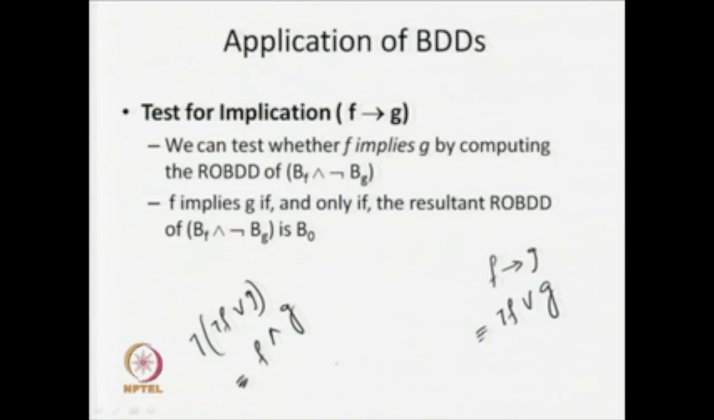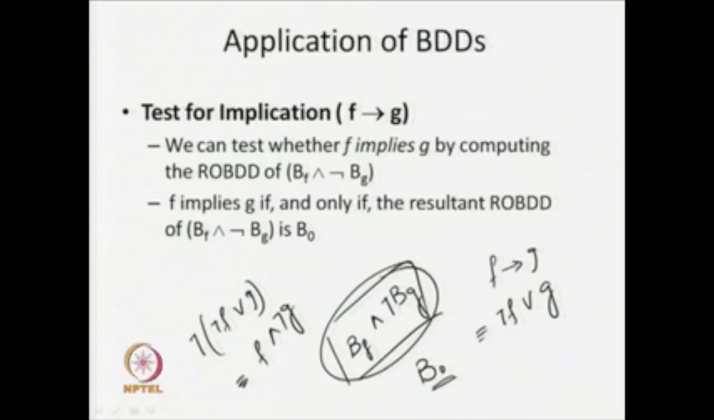That means, I construct the BDD for f and the BDD for not g. And if this particular BDD is B0, because I am taking the negation, you just see that the negation is a contradiction. That means, if the negation is a contradiction, then the positive is satisfiable. So, in that case, if this is equal to B0, then we can say that f implies g. But how to do this operation we are going to check. We will discuss these things in our next class.